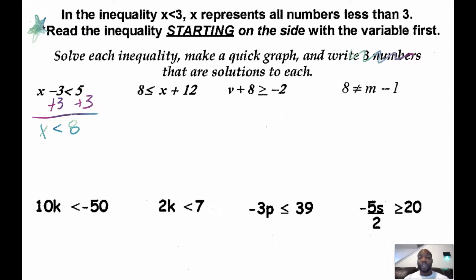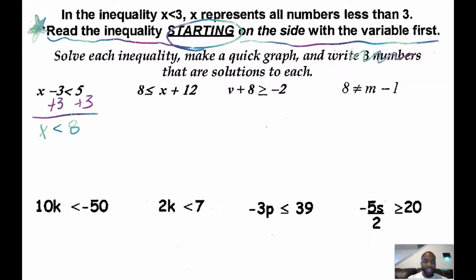So how do I read the inequality? Read the inequality starting on the side with the variable first. I read this as x is less than 8. Actually, I do want you to write this down. I just changed my mind. Write it down, y'all: x is less than 8, because I need to make sure y'all know how to do these quick graphs. So when I make a quick graph, this is what you're going to do.